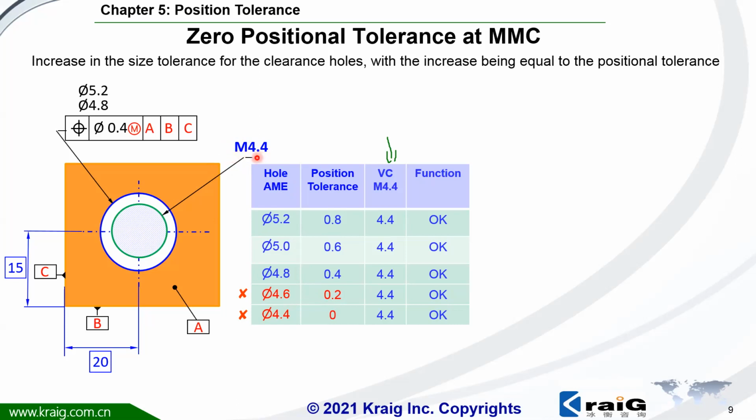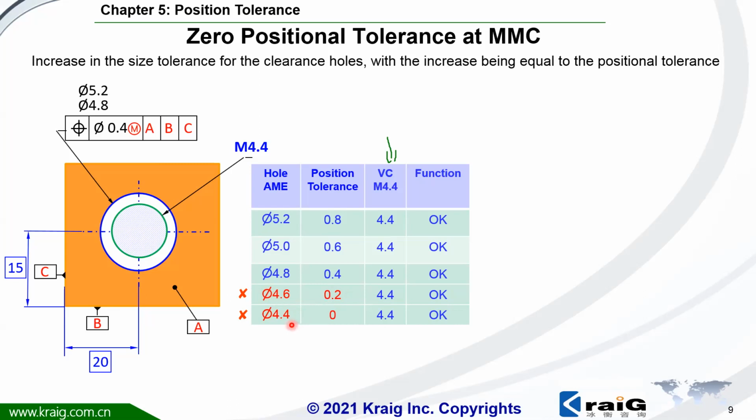M4.4 should be mounted into the hole, with reference to A, B, C. This is the function. So there is some waste here. The function is okay, but the part is rejected. Same thing here, 4.5. The position tolerance is 0.1, and it's not okay, right? This is the waste, down to 4.4.